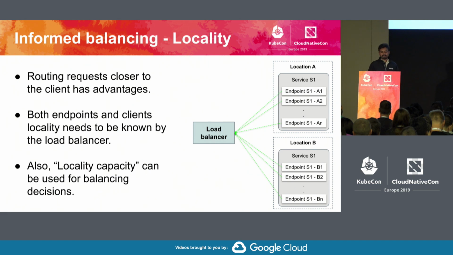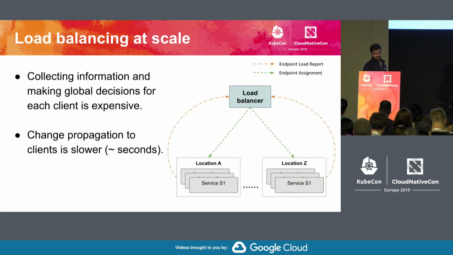Also, the other advantage that locality gives you is an abstract concept of locality capacity that can be used for smarter balancing at the load balancer. For example, a bunch of servers' capacities can be aggregated for a particular location, and you can say a particular location has a certain capacity. This allows the load balancer to balance based on those capacities. And we'll see how this becomes more relevant when we move on to the next slide.